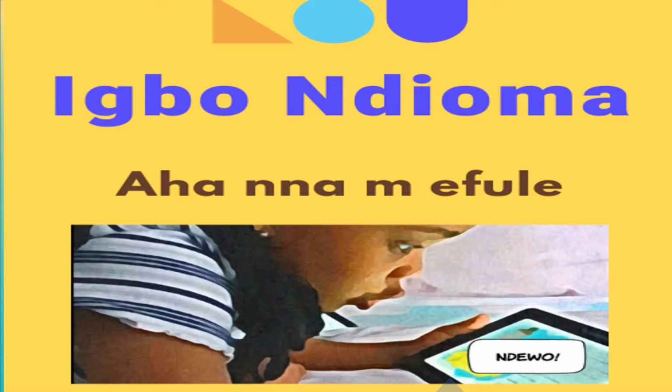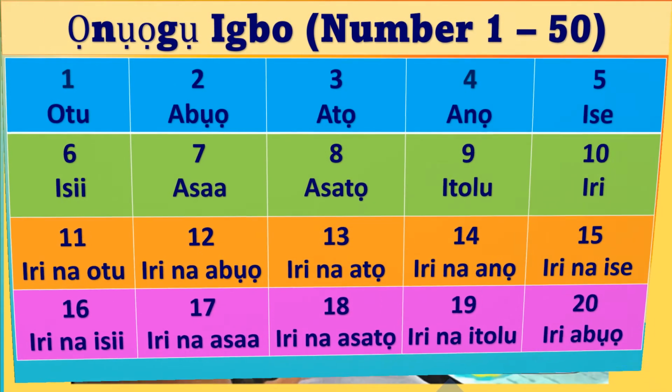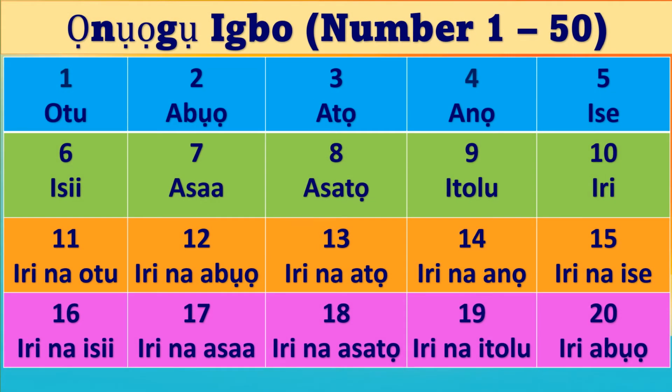Today we'll be looking at numbers in Igbo, Ọnụọgụgụ Igbo. So beginning from number 1 to 50. So that's otu wee ruo na iri ise. Okay, let's start.